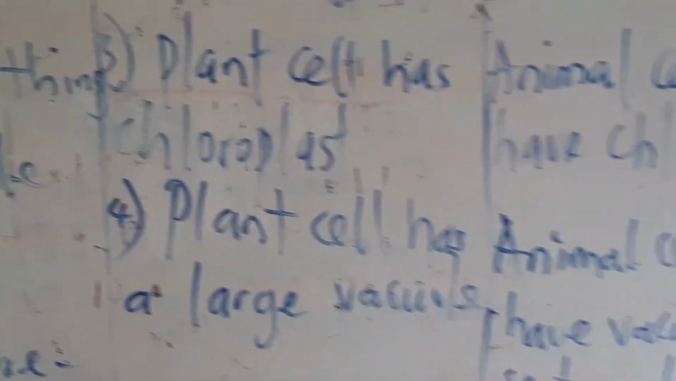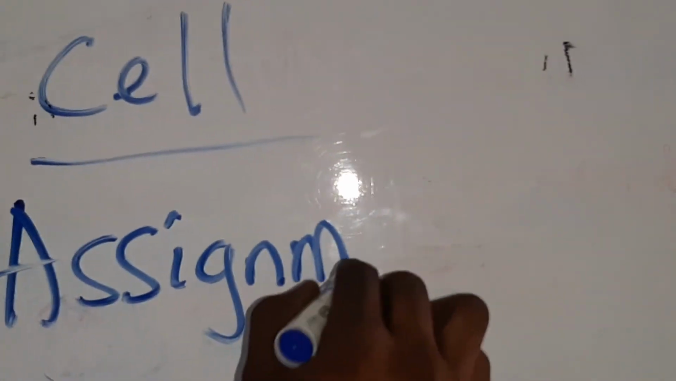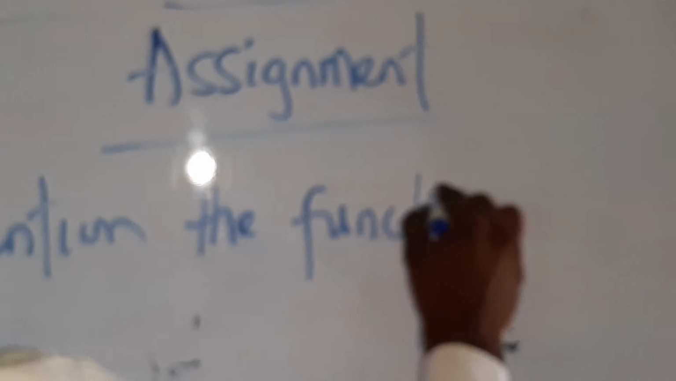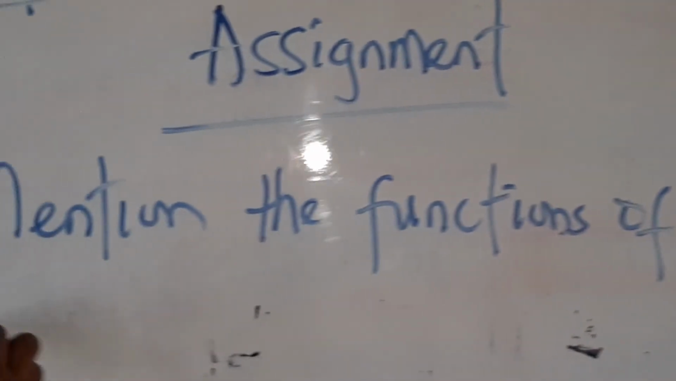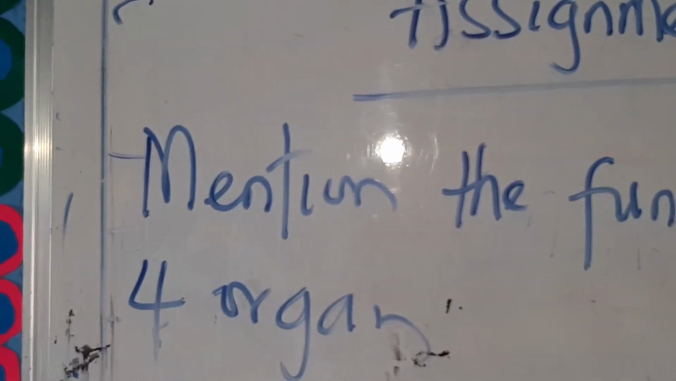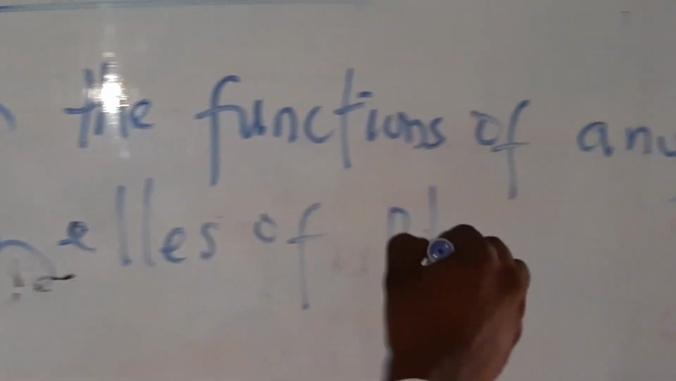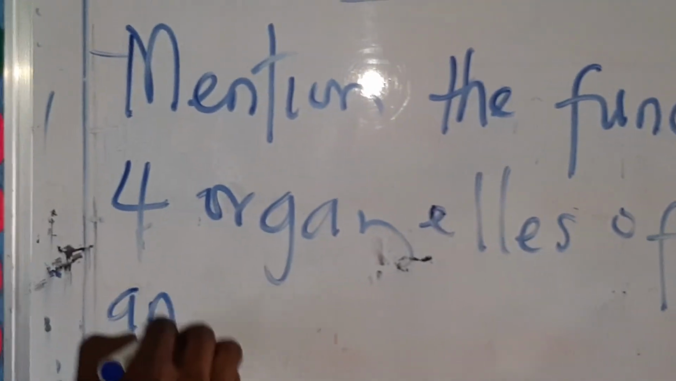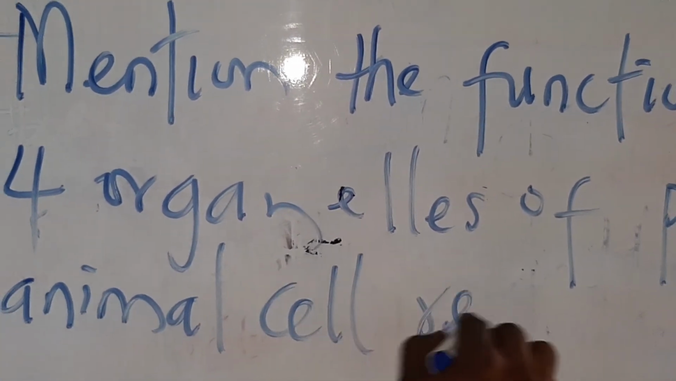Before we leave, I give an assignment. Assignment: mention the functions of any four organelles of plant and animal cell respectively.